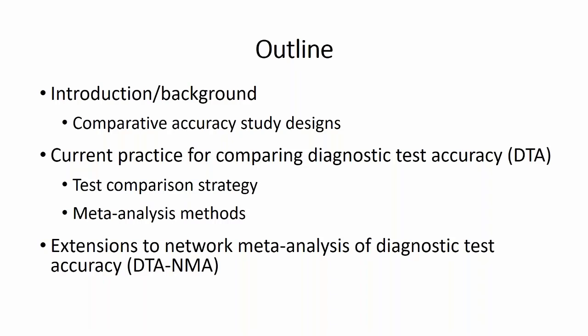I'm not a particularly good storyteller, but hopefully over the next 45 minutes or so, I'd like to take you on a journey to highlight how comparative meta-analysis has evolved, beginning with a bit of background, especially about comparative accuracy study designs, as I suspect some of you may not be familiar with different study designs, and also talk about current practice, where I'll address test comparison strategies and current meta-analysis methods, and then finish up with extensions to network meta-analysis of diagnostic accuracy, and I'll be using the abbreviation DTA NMA for that.